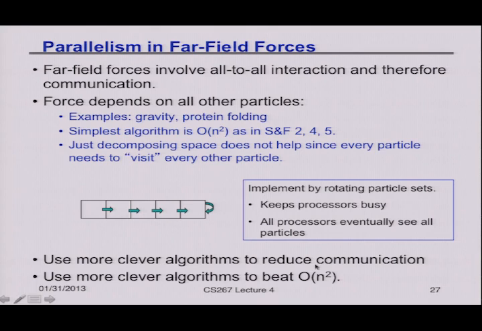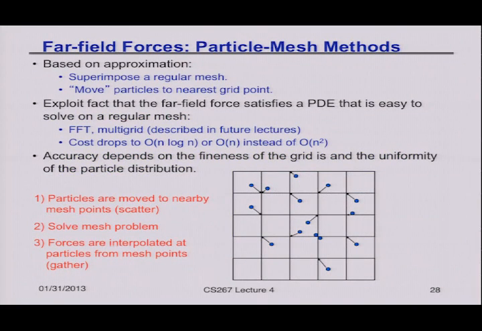But even better, you can beat n squared. You don't have to compute all possible n squared interactions. In fact, you can do it in order n, by taking advantage of the mathematical structure of the forces. And so let me just give you two examples, because there's going to be a whole lecture later in the semester on this. This is kind of a tour. So the two ways to get from n squared to order n, the first one is called particle mesh. And all of these rely on approximations.